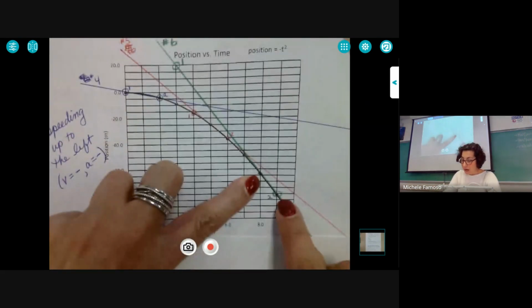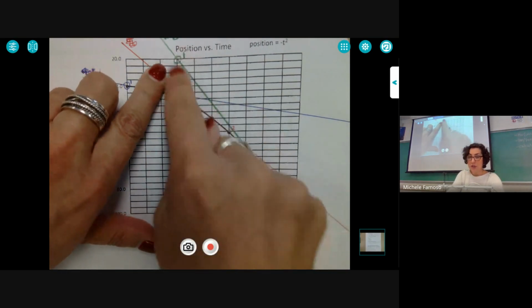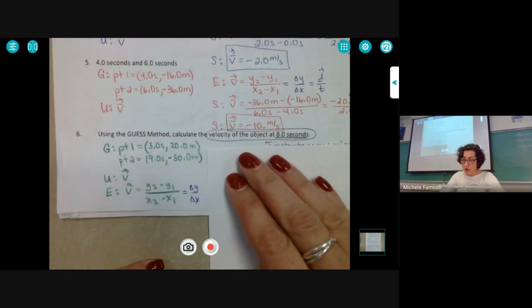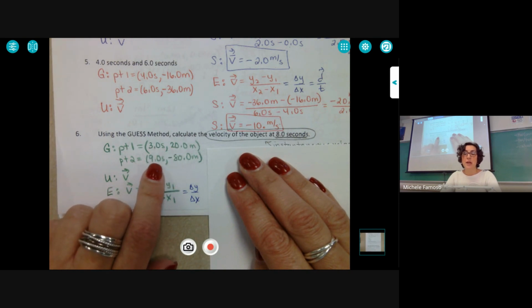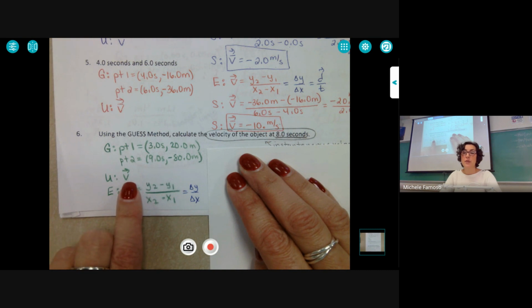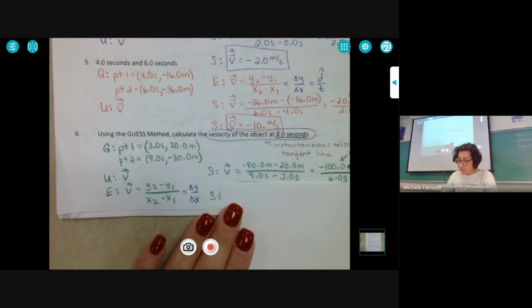Now, find 2 points. I used this point and that point in my calculation because there the grid lines intersect. You can see that. So my coordinates, which are probably different than yours, are 3.0 seconds and 20.0 meters and 9.0 seconds and negative 80.0 meters. I'm looking for v with the arrow, the velocity, not a v bar. v bar is average velocity. So v with the arrow is y2 minus y1 over x2 minus x1. I'm now going to plug in.